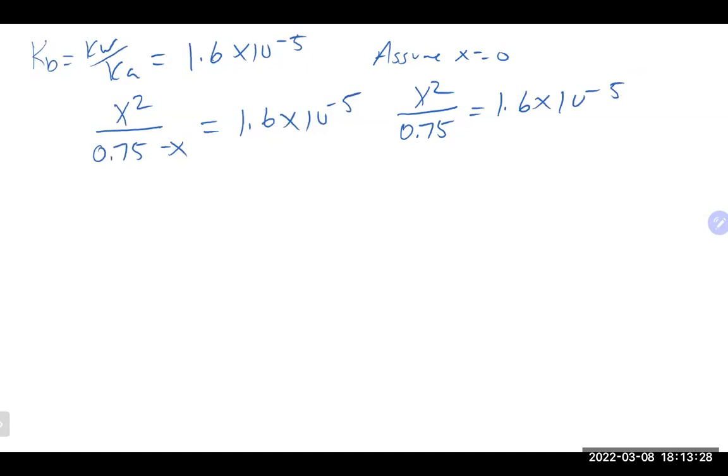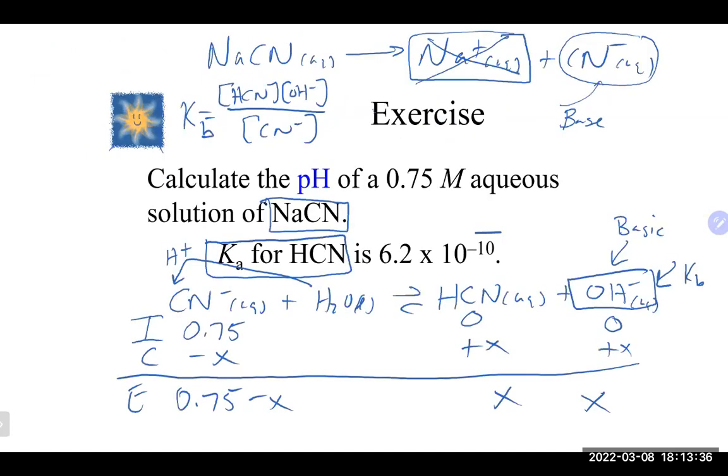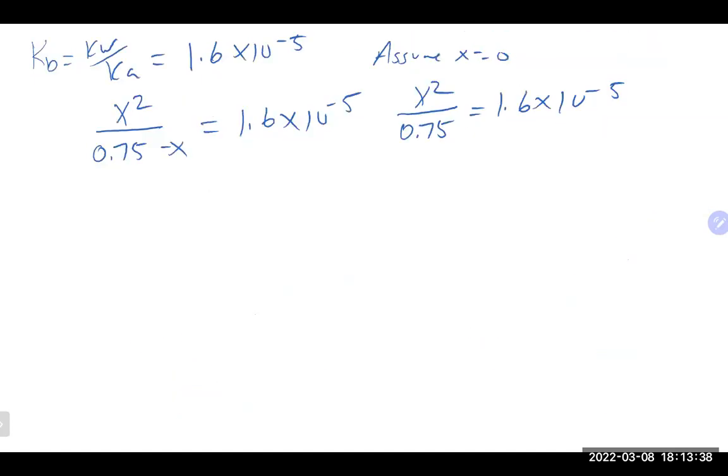How did I get the 1.6 times 10 to the minus 5? Yeah, so I took the Ka value that they gave us, which was 6.2 times 10 to the minus 10, and basically took 1 times 10 to the minus 14, which is Kw, divided by 6.2 times 10 to the minus 10, and that should convert it into our Kb value. Other questions on that?